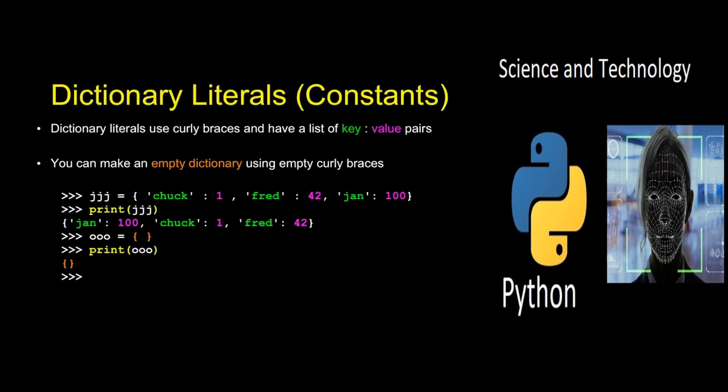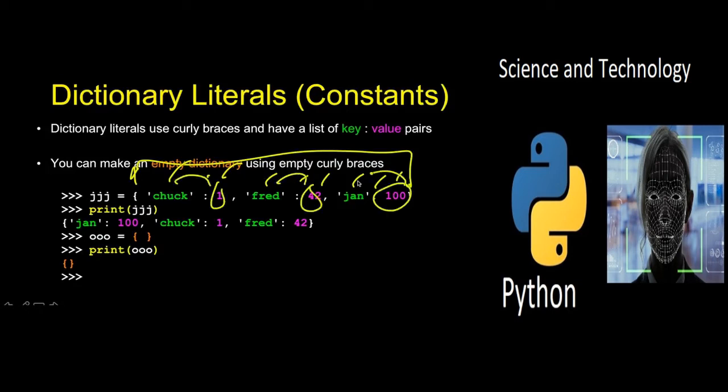Just like lists, we have dictionary literals. What's nice about dictionary literals is that they use the exact same syntax as the printout. It starts with a curly brace, ends with a curly brace, and then has a series of key colon value, key colon value, key colon value. And this is sort of the associative array bit. We are associating 1 with the key Chuck. We are associating 42 with the key Fred. We're associating Jan and 100. Then we print it out, and it looks exactly the same.